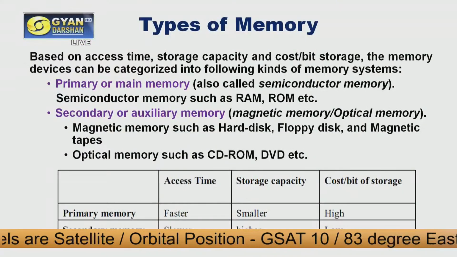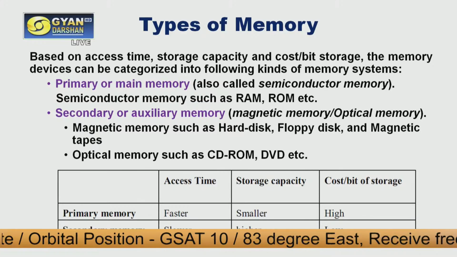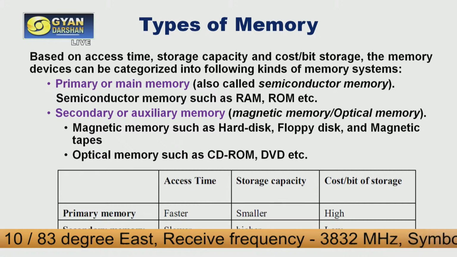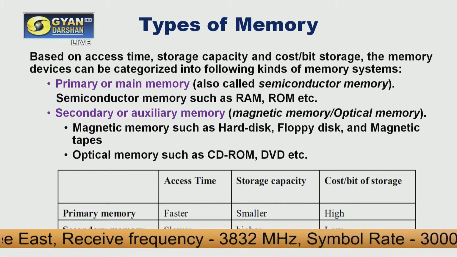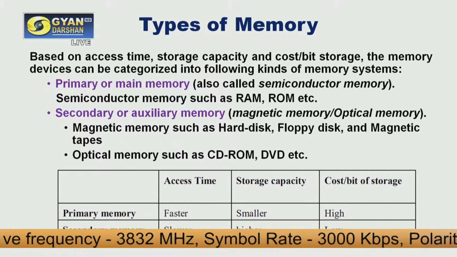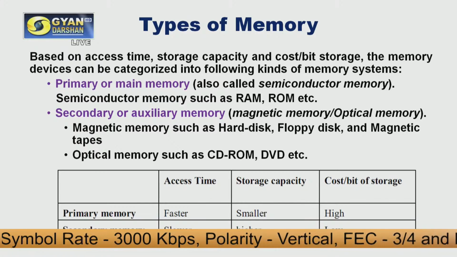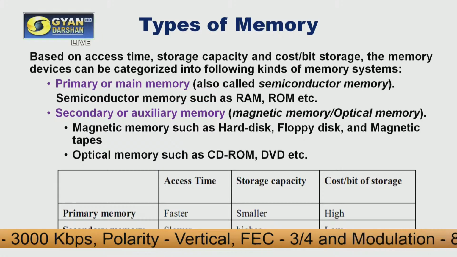So as far as the parameters, that is your access time, your storage capacity, and cost per bit of storage are concerned, the classification says that the primary memories are much faster in the context of access time, but their storage capacity is small and cost per bit of storage is on the higher side. As far as the secondary memories are concerned, the access time is slow.